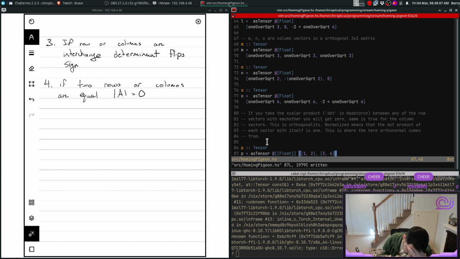The determinant of a matrix does not change if one adds to one column or row a multiple of another column or row. The determinant of a matrix does not change if one adds to one column a multiple of another column. Okay, I feel like these are getting kind of strange.